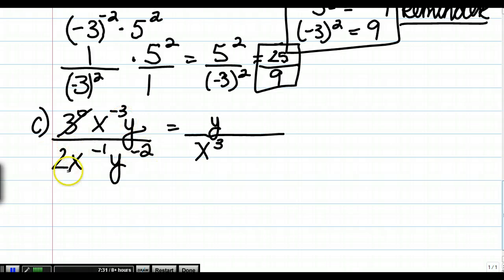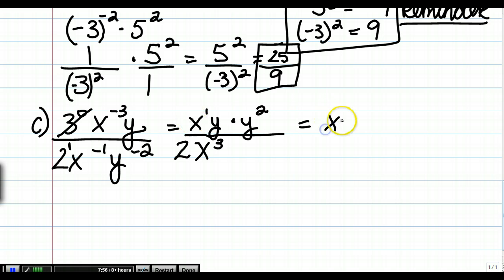Now let's look at the denominator. Here we have a 2, so we can still have a 2 because that's a positive power of 1. X to the negative 1 we know is going to have to go on top and become a positive. And y to the negative 2 is also going to need to go on top because it is a negative. So we flipped everything that was a negative power, and now we can look and simplify here.